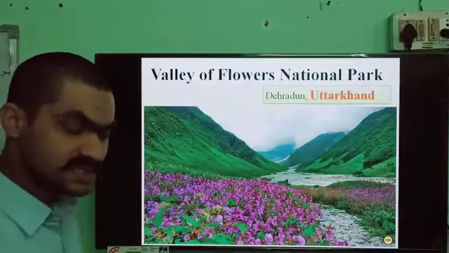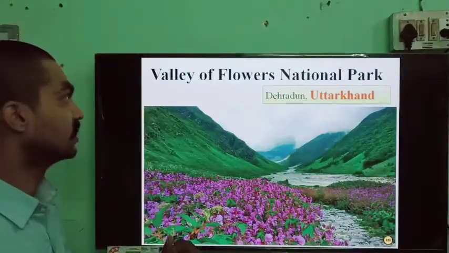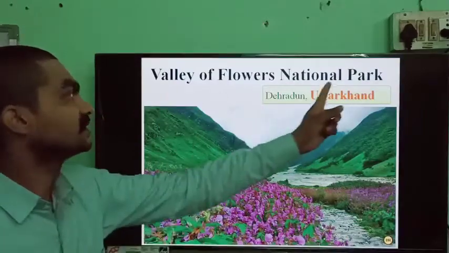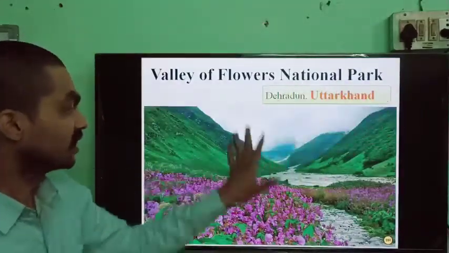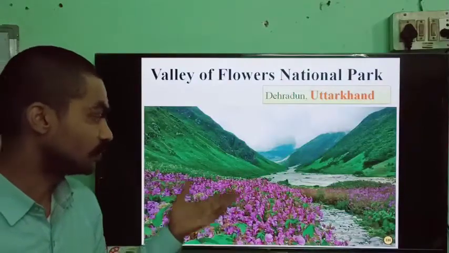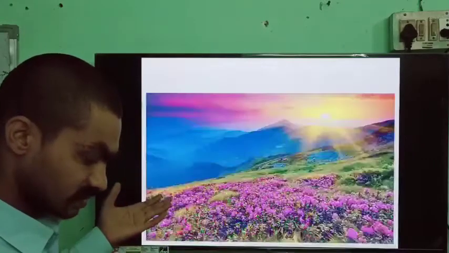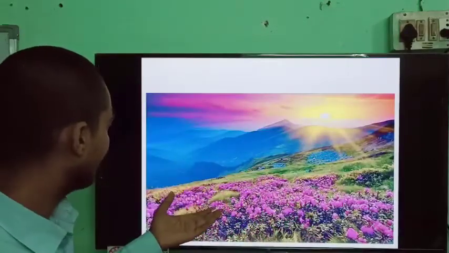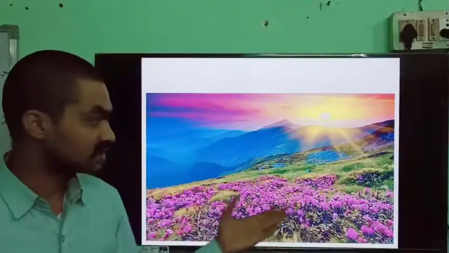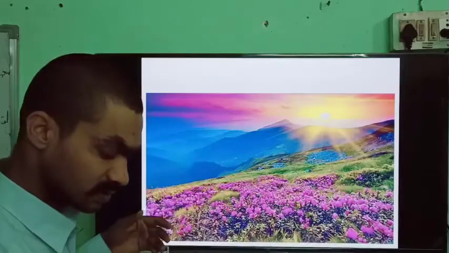Now next, in which state do you find the Valley of Flowers? So this is the Valley of Flowers National Park. It is in Uttarakhand. See the beauty of the flowers, how beautiful they are. So this is one more picture I found on the internet. This is the picture of the Valley of Flowers National Park in Uttarakhand.